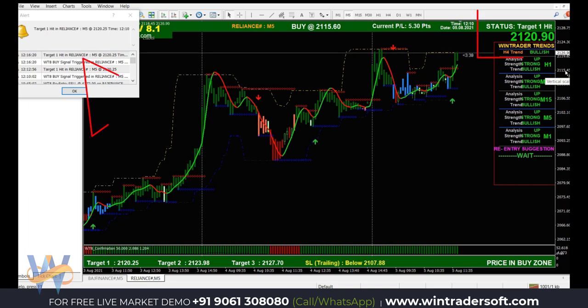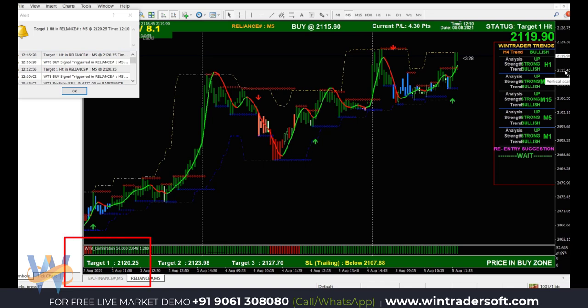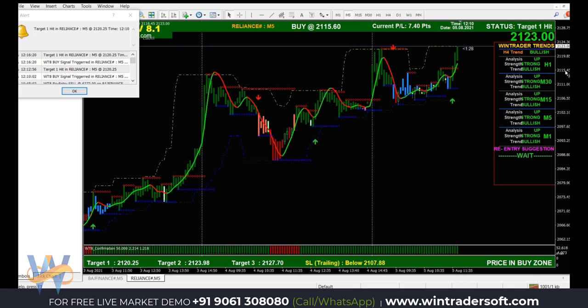Yes, it's achieved. The first target is triggered. You get the alert message, and on the right side, on the status bar, you can check Target 1 hit. 2120.25 was the first target, and it just triggered. If you are still continuing the trade, you will not exit, and you continue for the second target. It's better to wait for the second target. Waiting after the second target is sometimes risky. After the second target, I personally prefer to exit and enter with a re-entry suggestion.